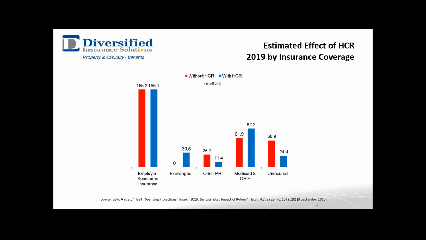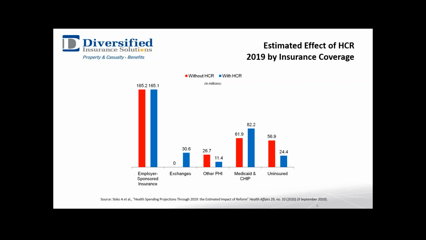PHI is private health insurance, so there still is private health insurance that's not within the exchanges or marketplaces, and that will decrease because the thought is most of those individuals will go over to the marketplaces or exchange because they're eligible for the subsidies, but there still will be individuals that will have private health insurance. And as you can see there, Medicaid and CHIP, the Children's Health Insurance Program.